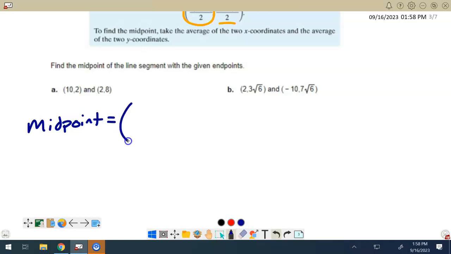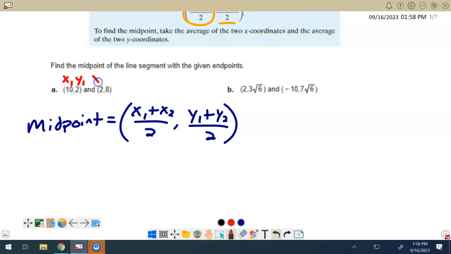The midpoint equals (x1 plus x2) divided by 2. So let's do that. And then (y1 plus y2) divided by 2. So again, label the points x1, y1, x2, y2, and plug them in the way they're labeled. So we have x1, which is 10, plus x2, which is 2.